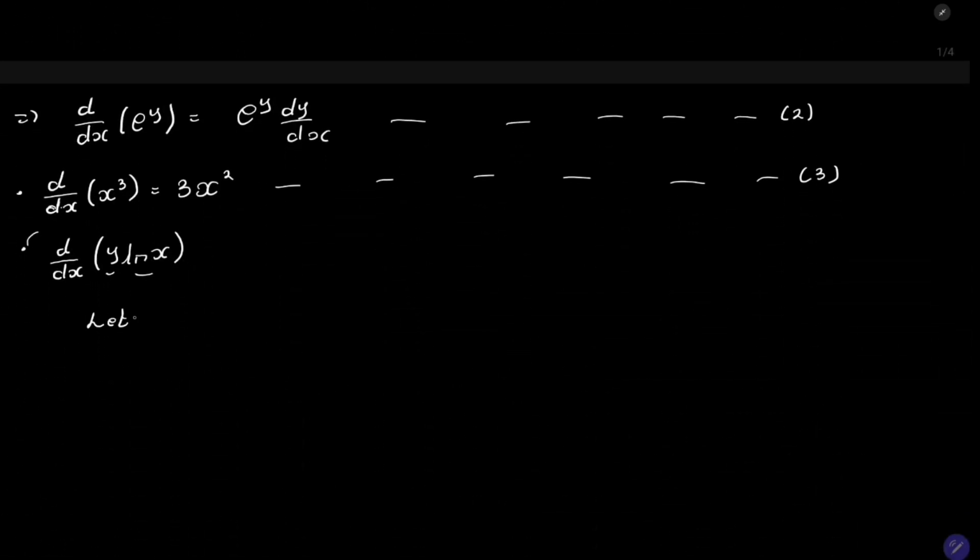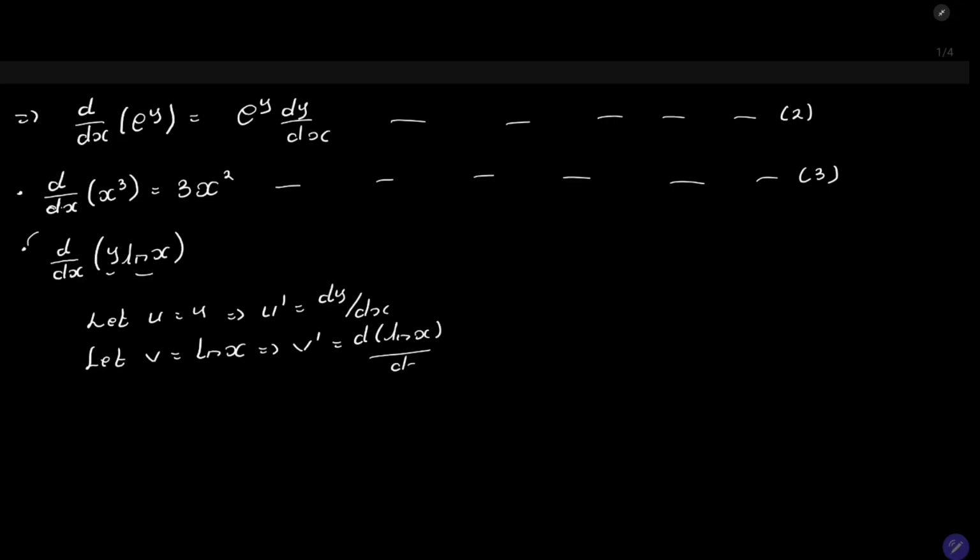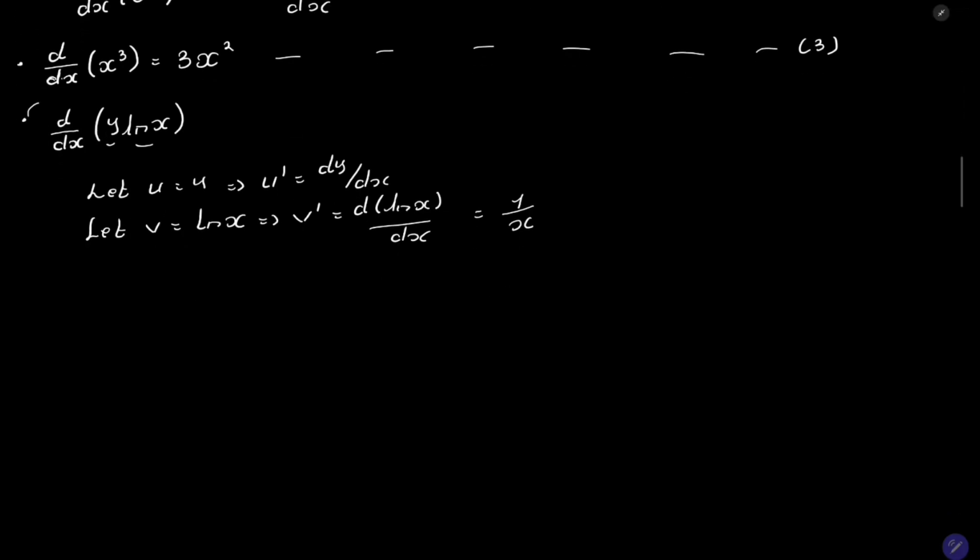We'll let u be the first function y, which implies that u prime, the derivative of y with respect to x, gives us dy on dx. We will also let v be equal to ln x, and this implies that v prime, the derivative of ln x with respect to x, gives us 1 on x. Refer to the video on the derivative of logarithmic functions. It was well stated and well proven that the derivative of ln x gives us 1 on x.